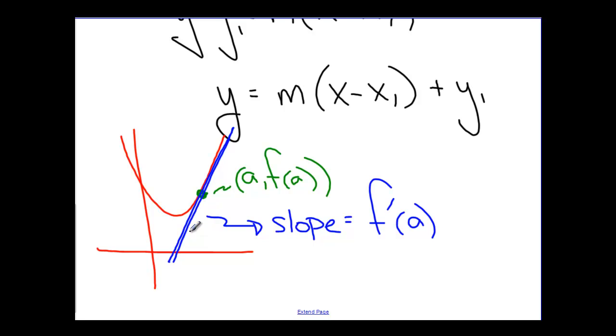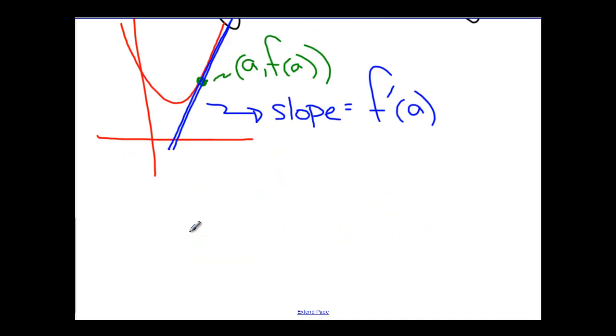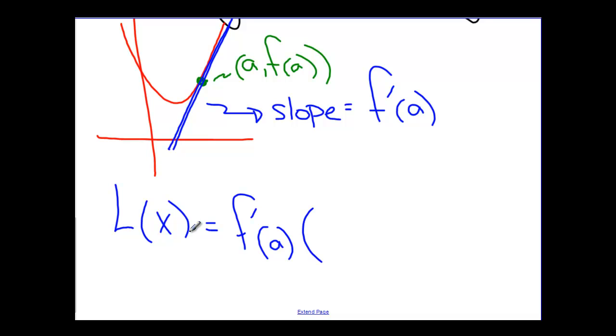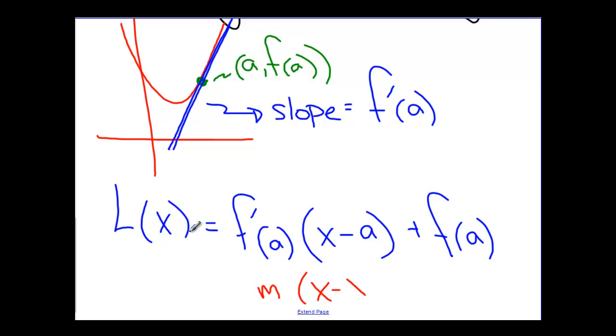And now you see we have the slope and we have a point on this line. So we can come up with the linearization of this function. We're going to call this L of x. This is the linearization of this function. The linearization is going to be the slope, which is f prime of a, times x minus a, plus f of a. And this is really just the point slope form that you are used to here, right? This is the slope, this is x minus x1, and this is plus y1.